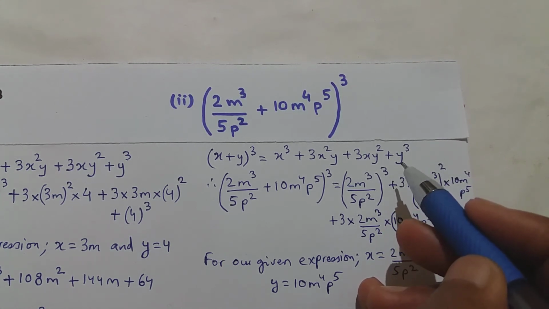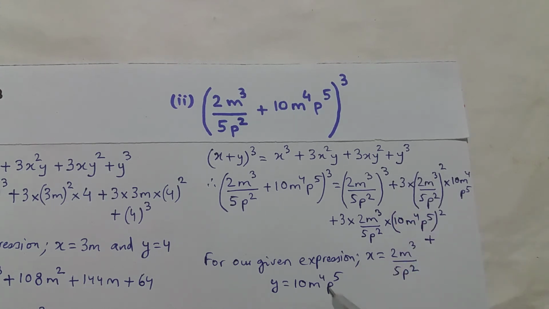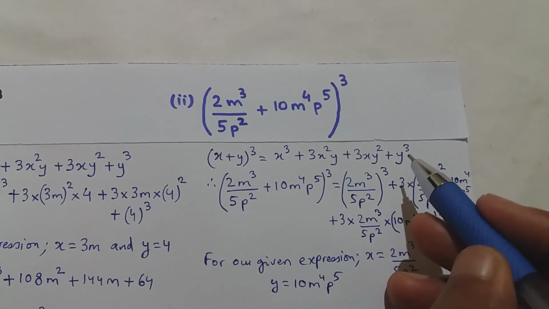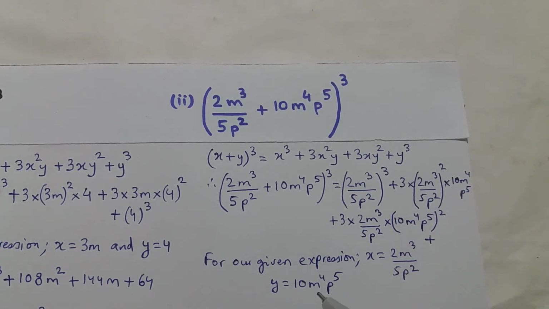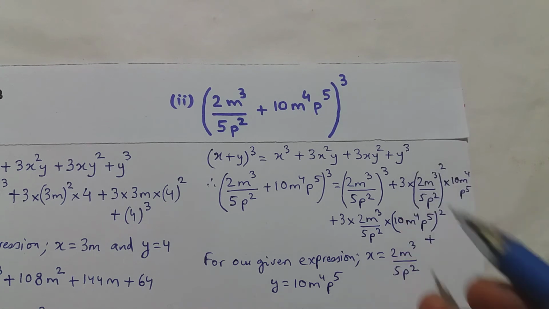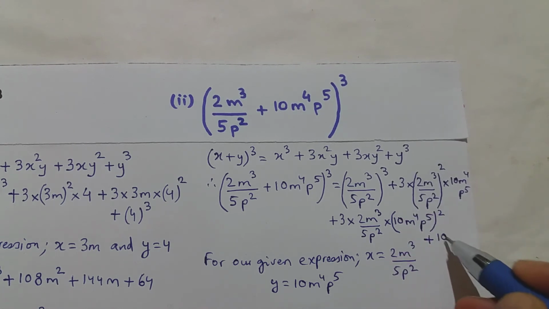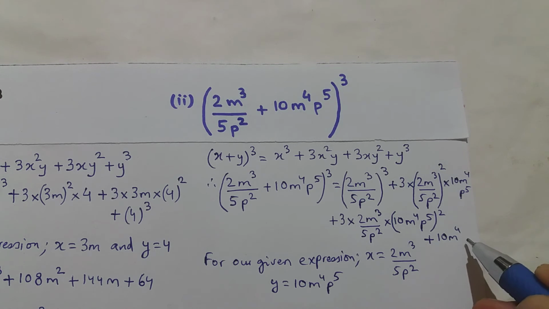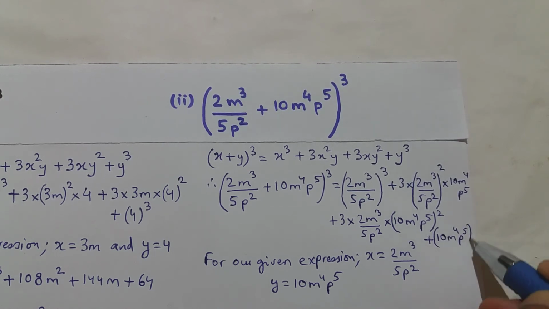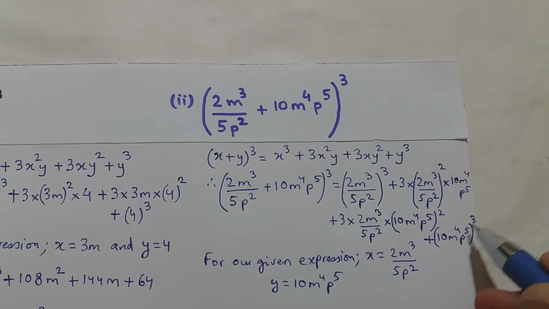For our given expression, y is 10m to the power 4 p to the power 5. So therefore y cube will become 10m to the power 4 p to the power 5 whole cube. So therefore instead of y cube I will write 10m to the power 4 p to the power 5 whole cube. So this is y cube.